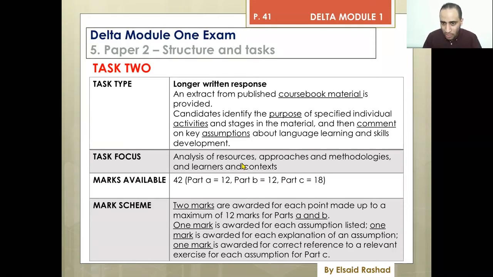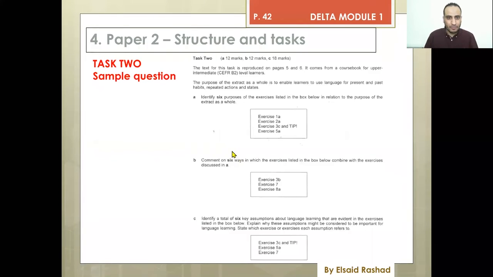2 marks for each point, for each purpose or comment. And then when it comes to the assumptions, 1 mark for each assumption and 1 mark for each explanation of the assumption, and 1 mark for the reference to the assumption, like which exercise are you talking about, okay? So let's have a look at an example here.